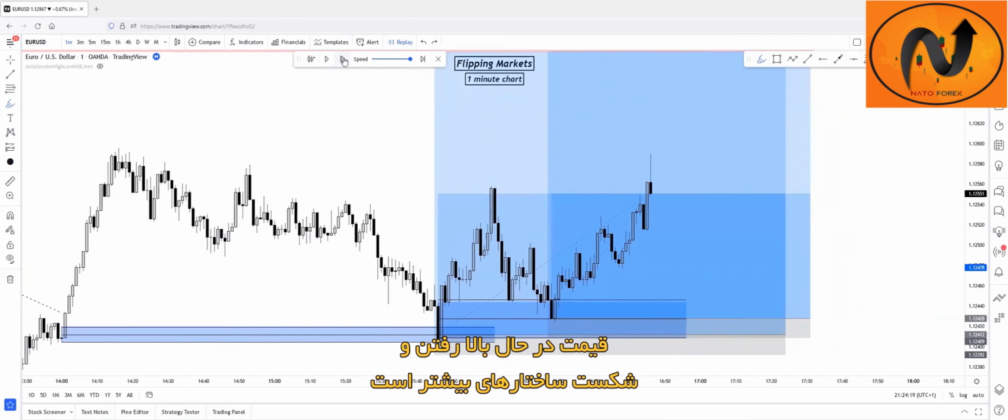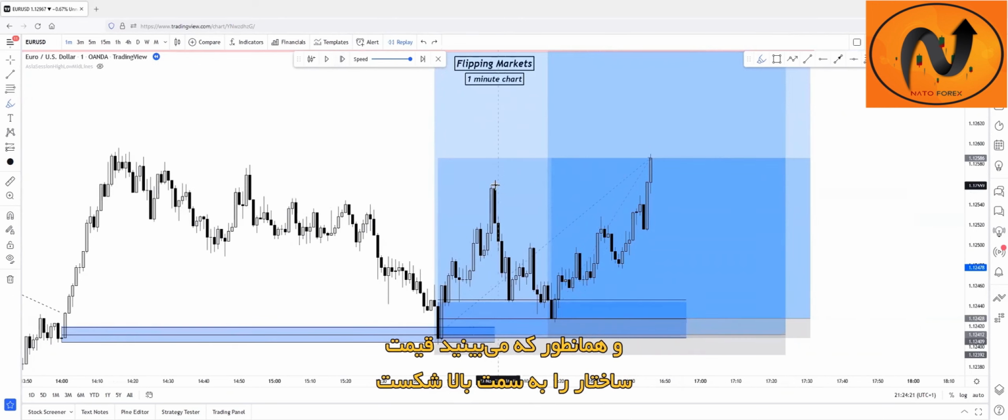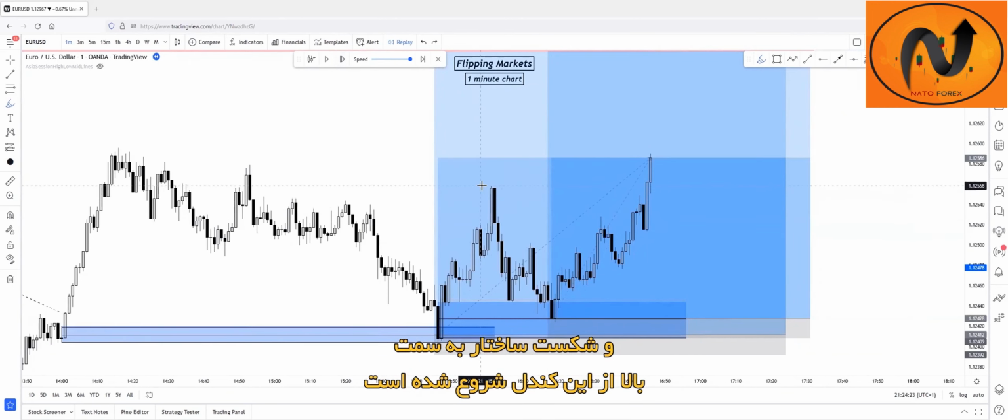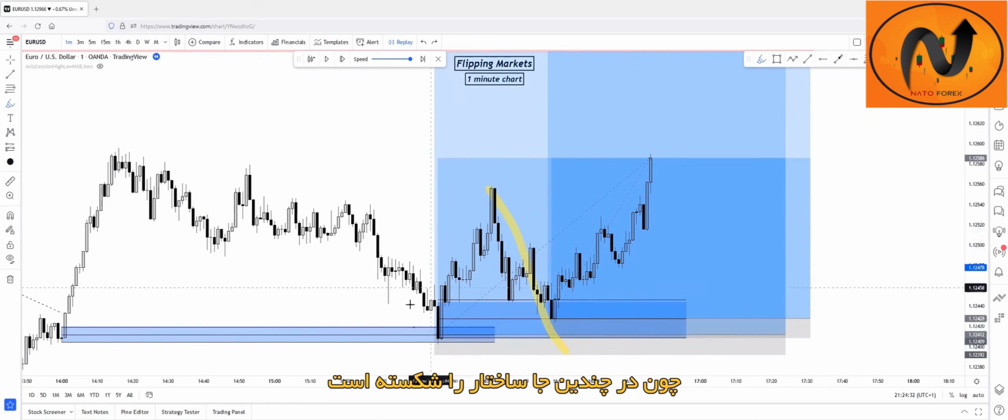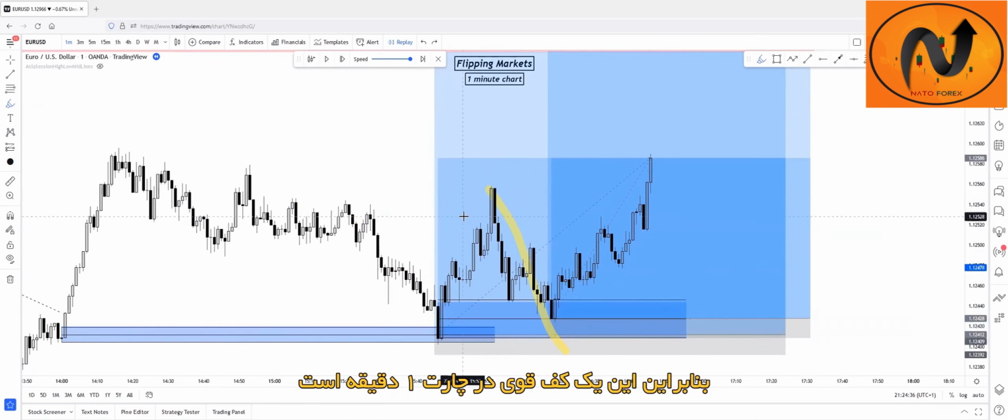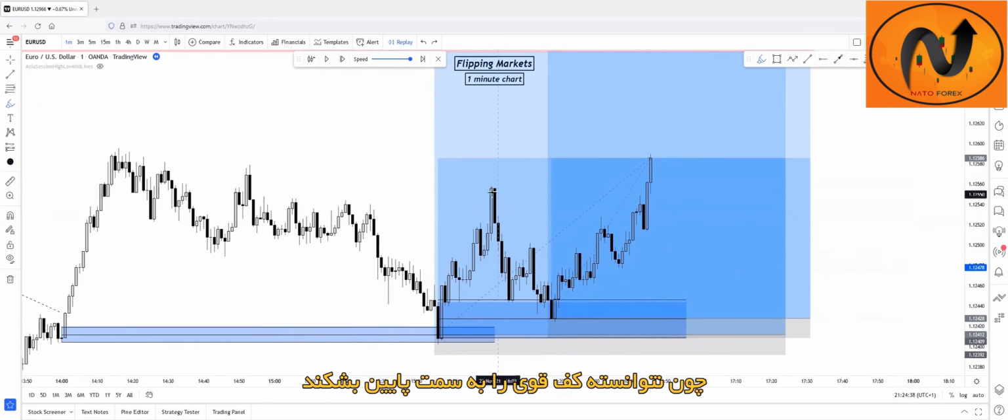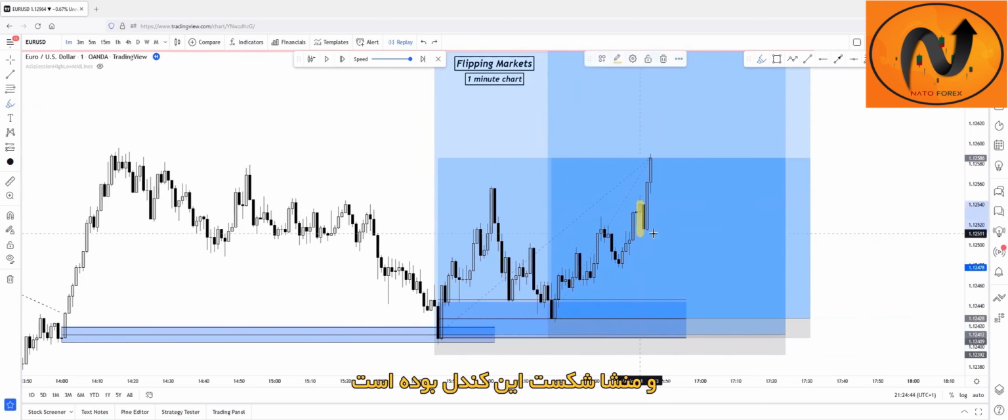Price is creating more upside movement, more breakout structures. And as you can see, price broke structure to the upside. And this break of structure to the upside happened from this candle. As you can see, this was a weak high because it couldn't break below this strong low. This was a strong low point because it changed character here, here, here. So this is a strong low point on the 1 minute structure. And this is a weak high point because it couldn't break below this strong low. And this weak high has been broken, and the break happened from this candle.